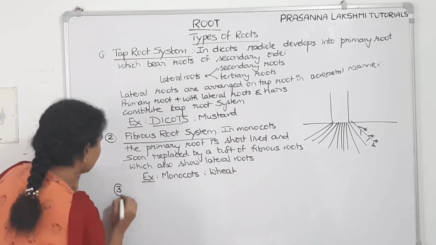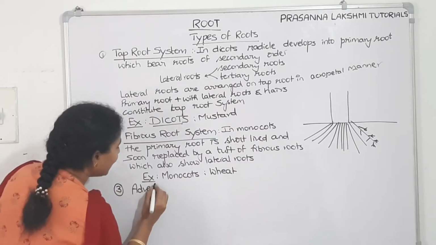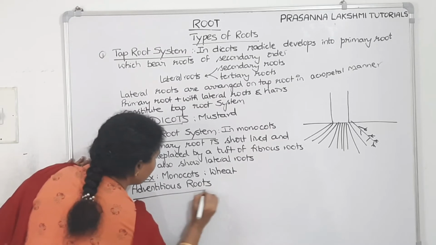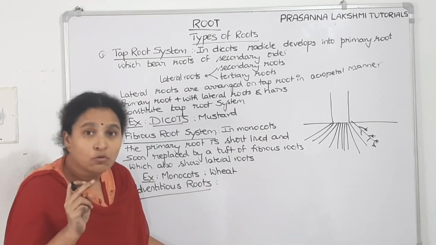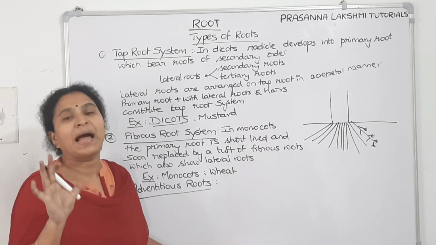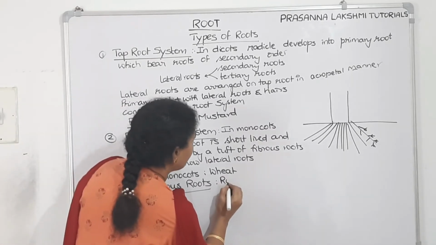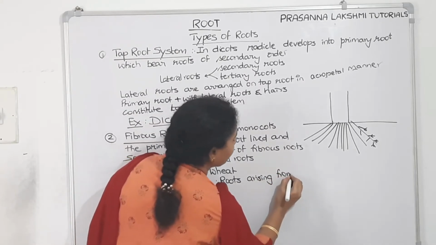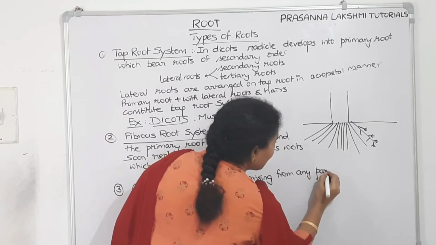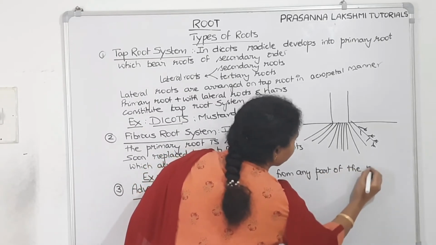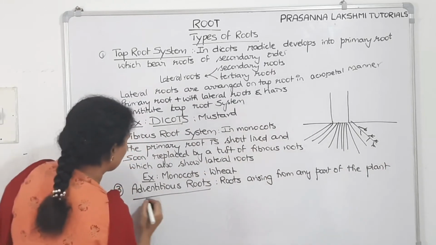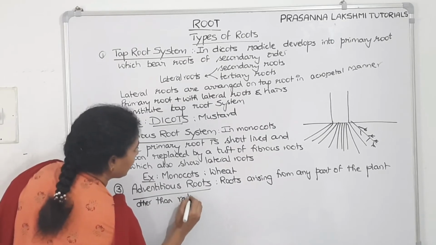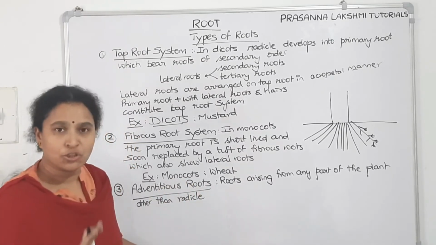Let us write about the third type, which is called adventitious roots. Now, what do you mean by adventitious roots? The roots arising from any part of the plant, but not from the radicle. So, let us write down: other than radicle is called adventitious root.